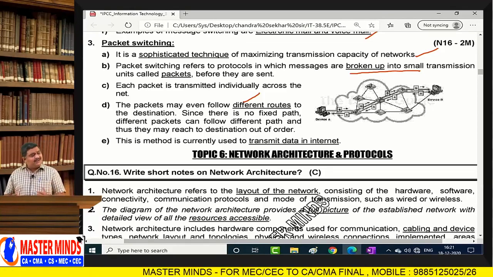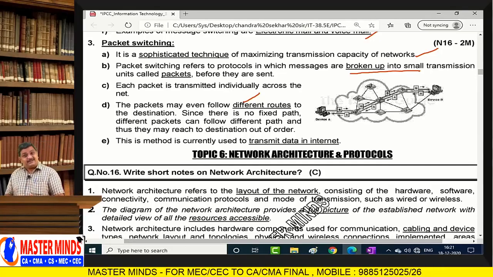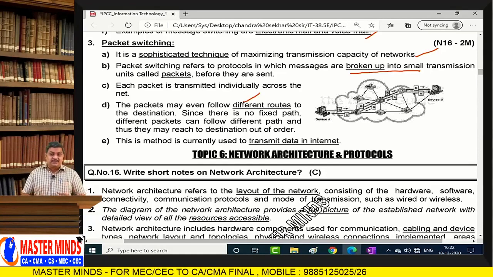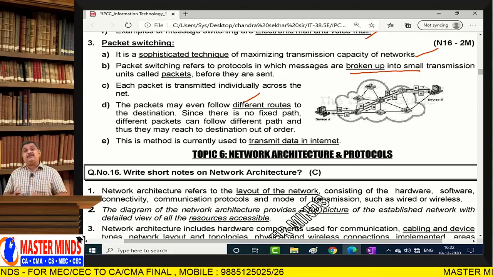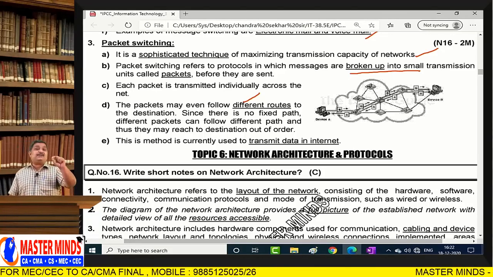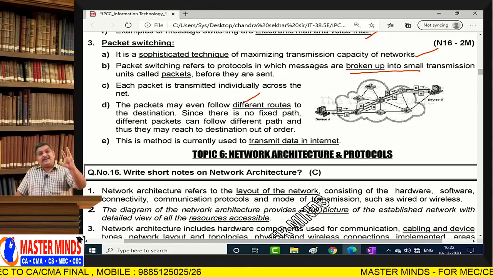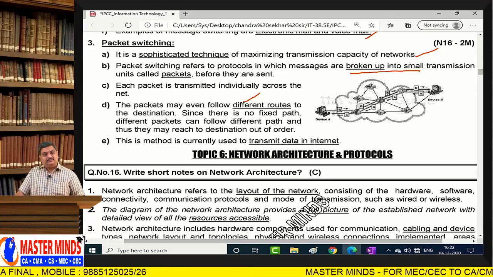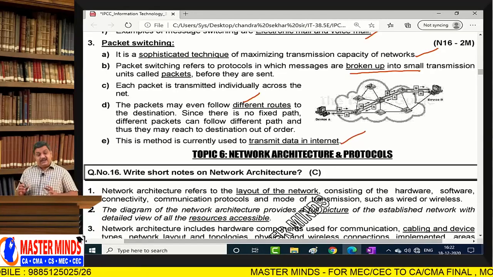Sir, if we send the packets randomly, then how will we know about the sequence of the packets? You need not worry, because every packet will have a packet number, packet ID, what data it contains, everything. And all that care will be taken by your network interface card. See, you will have a NIC in every computer, no? So that will take care. You need not worry about the order of the packets and all. And this method is currently used to transmit data on the internet.